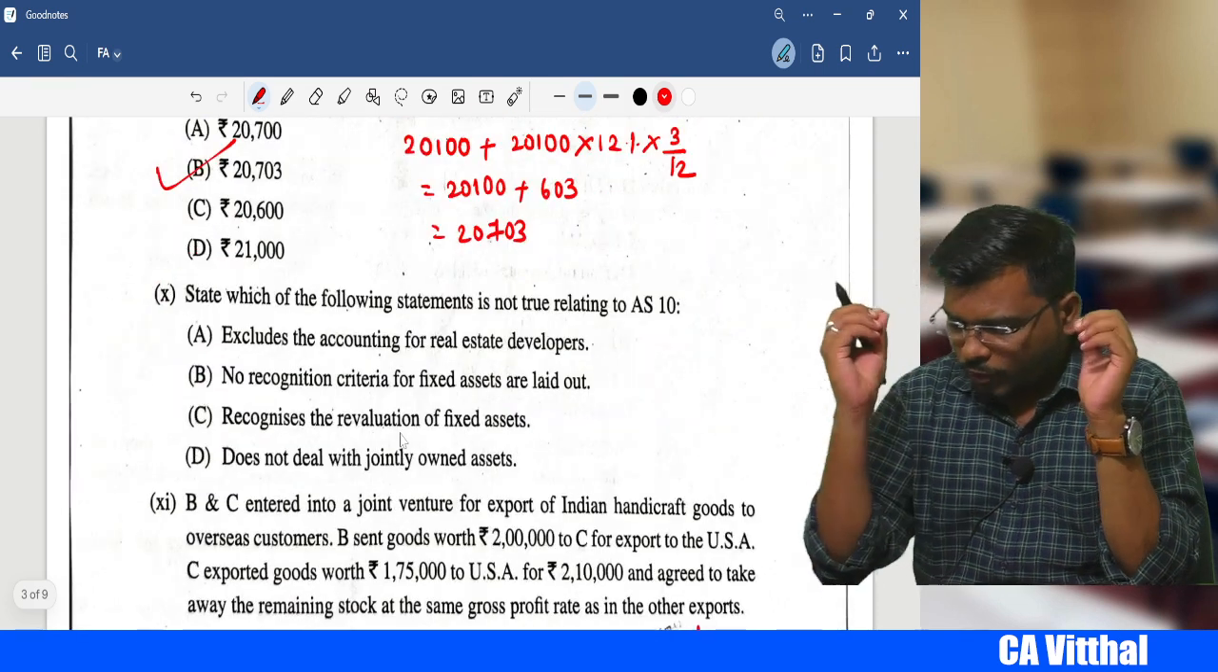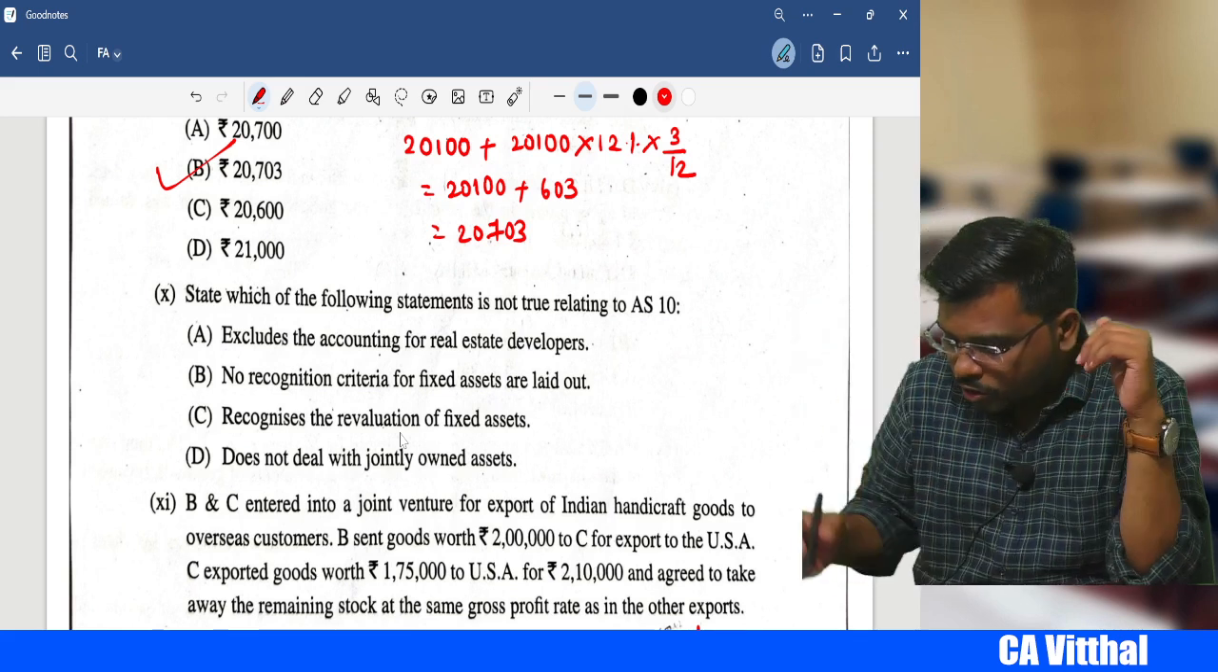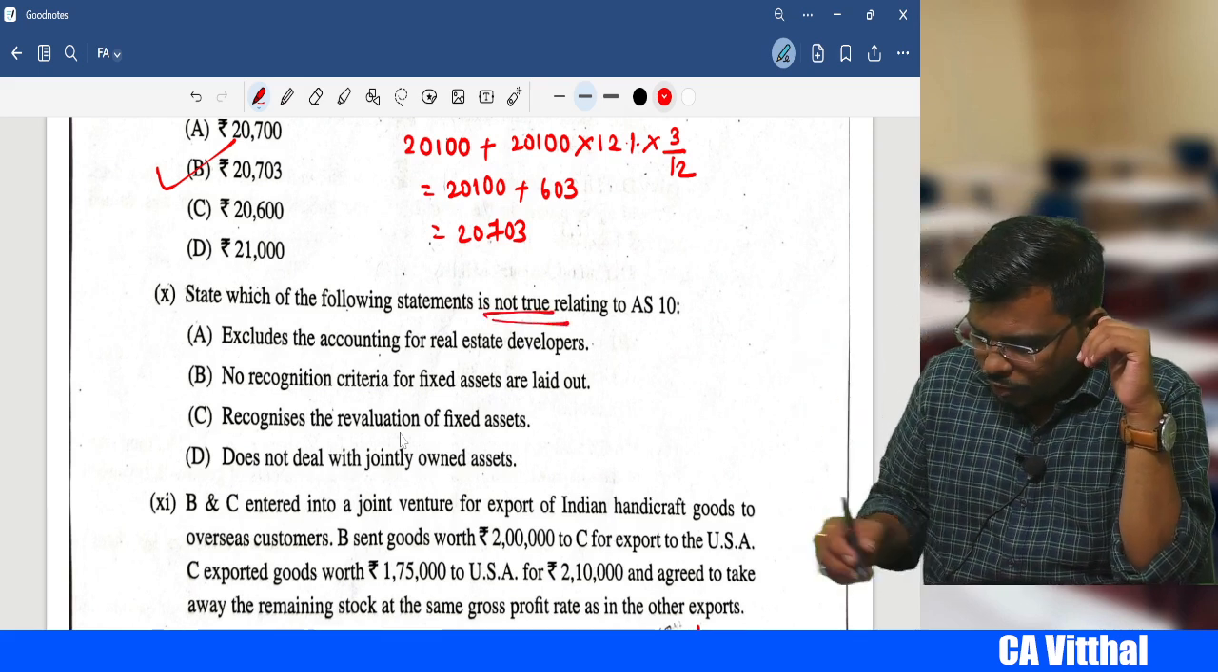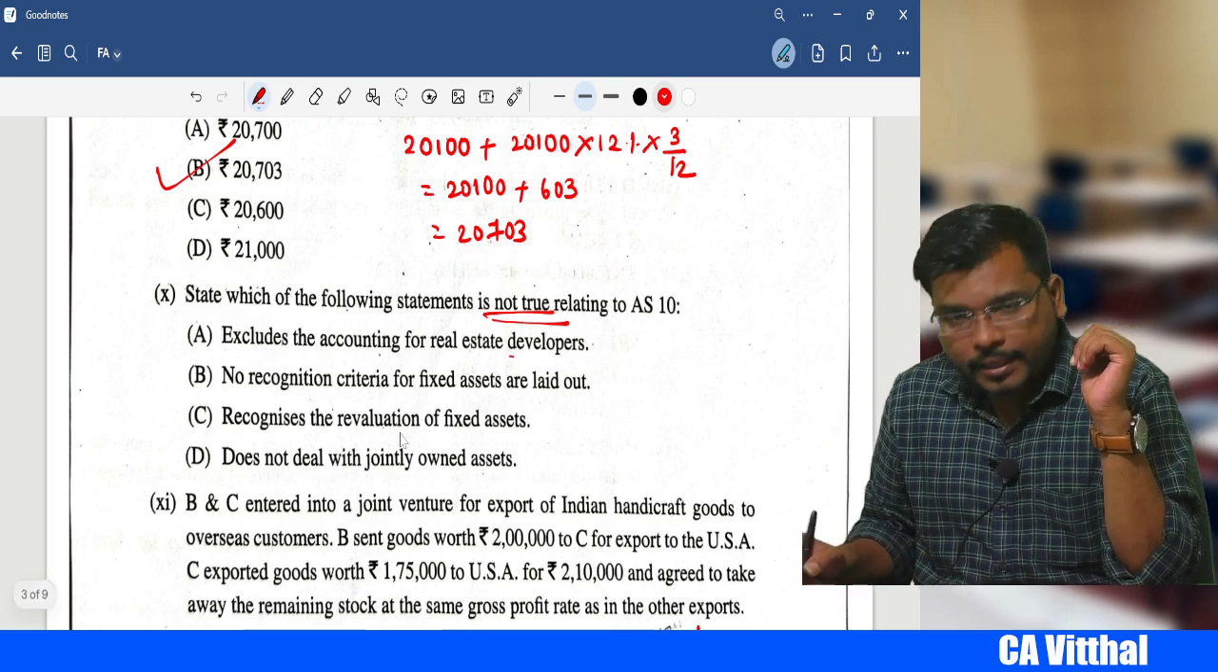State which of the following statements is not true relating to AS 10. Not true, they have asked. So here, see, excluding the accounting for real estate development is true.